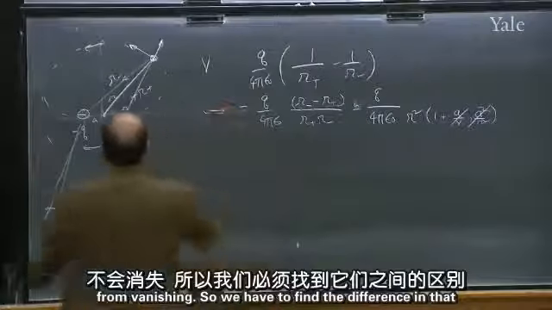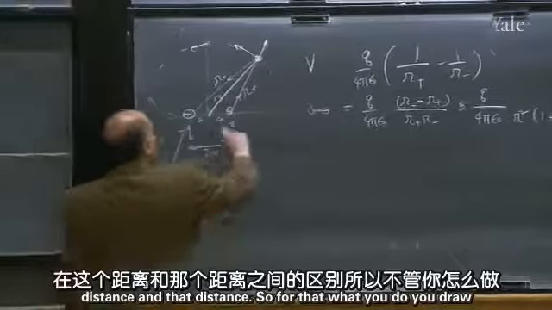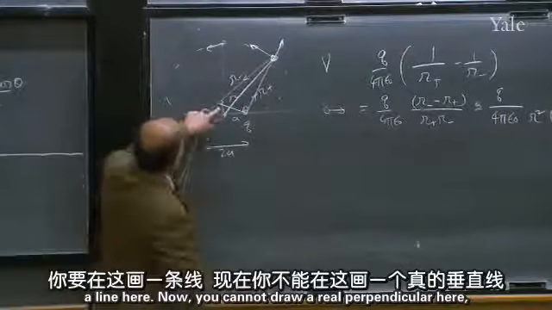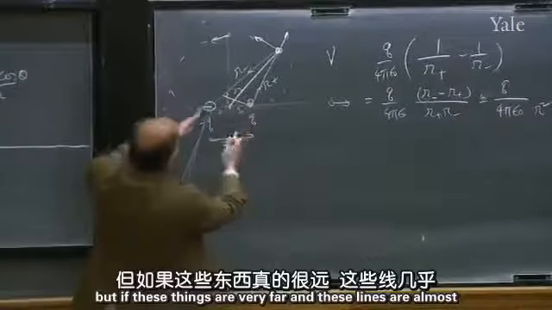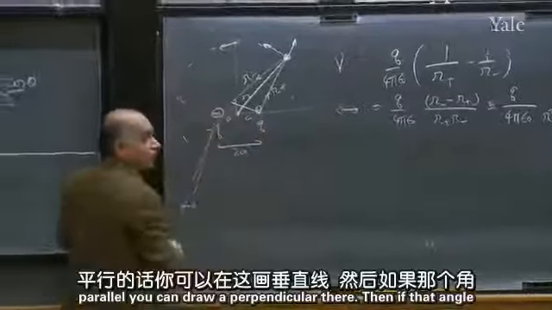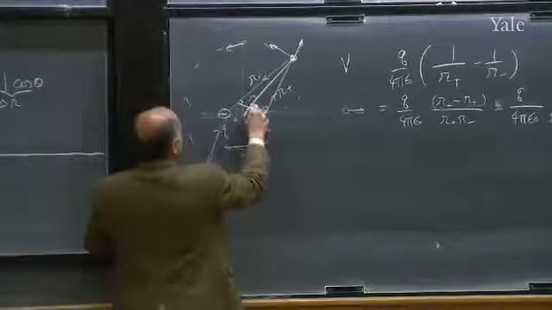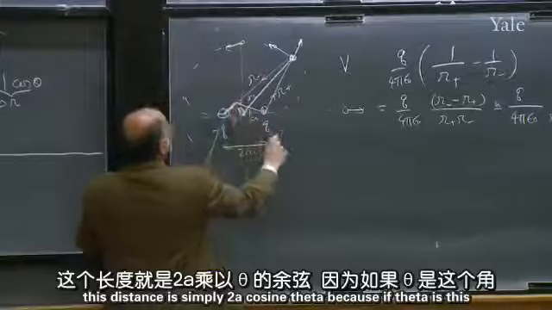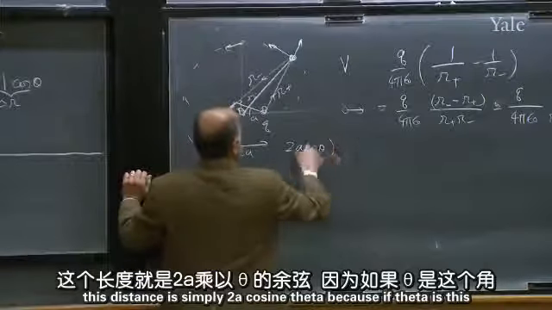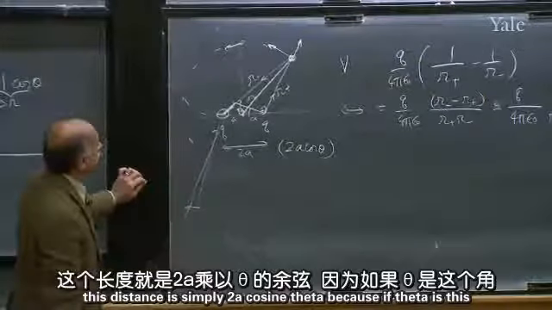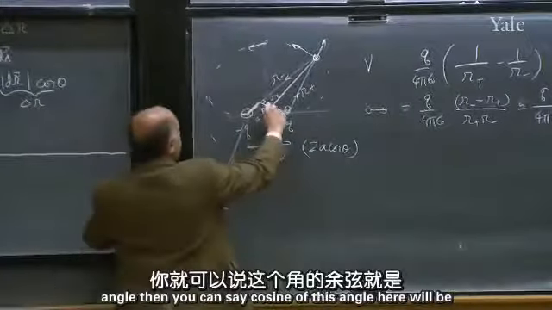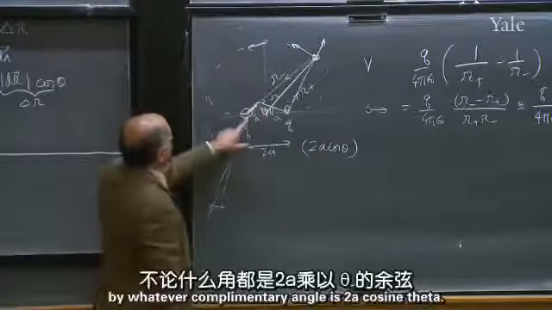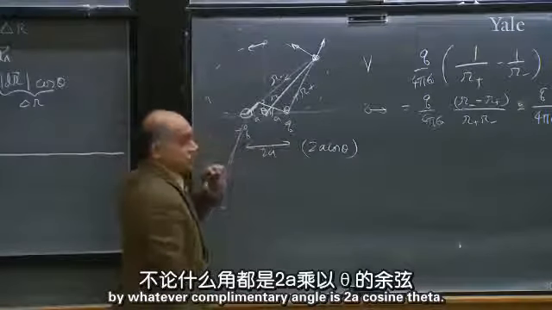So we have to find the difference in that distance and that distance. So for that, what you do, you draw a line here. Now, you cannot draw a real perpendicular here, but if these things are very far and these lines are almost parallel, you can draw a perpendicular there. Then, if that angle is theta, it's very easy to show that this distance is simply 2a cosine theta. Because if theta is this angle, then the cosine of this angle here will be, by the complementary angle, 2a cosine theta.